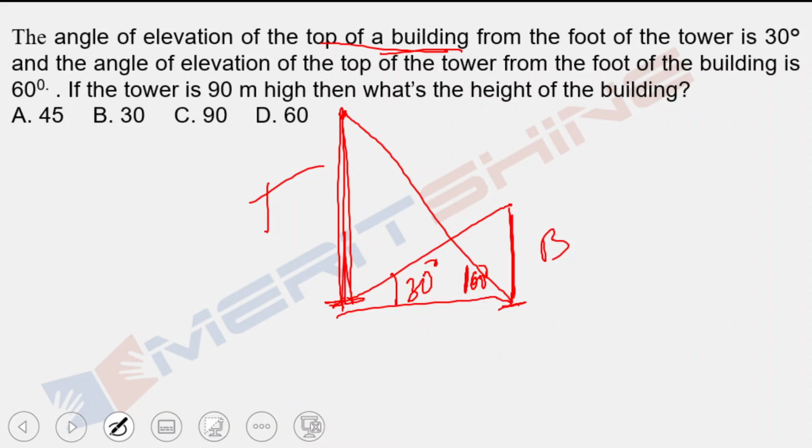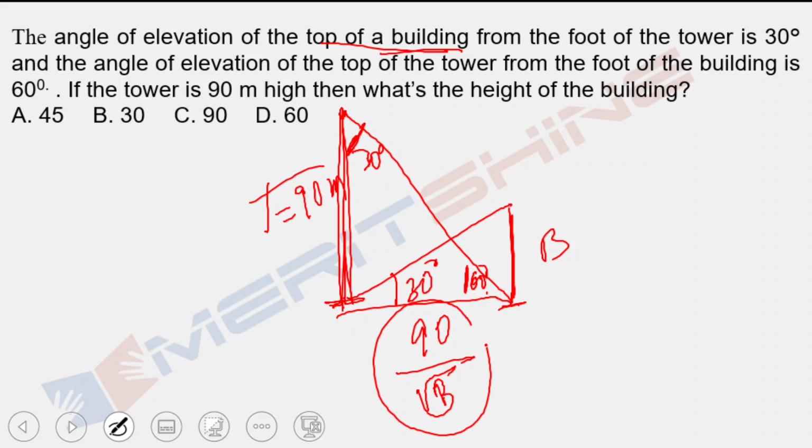If the tower is 90 meter in height, what is the height of the building? See here, you know that this is 90 meter and this is 60 degree, so this is 30 degree. So you know that this is 90 divided by root 3, because it is opposite to 30 degree.